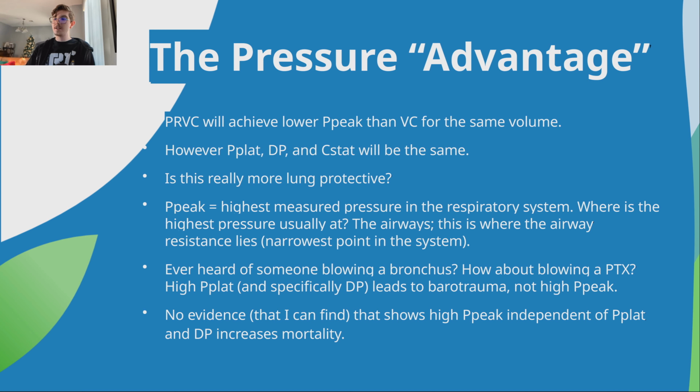So let me ask you something. Have you ever heard of somebody blowing a main stem bronchus? Have you ever heard of somebody blowing out an ET tube because the peak pressure was too high? How about blowing a pneumothorax? Have you heard of that one? Let's think about it. Does that happen at the level of the ET tube? No. Does that happen at the level of the main stem bronchi? No. Where does that happen? That happens at the level of the alveoli.